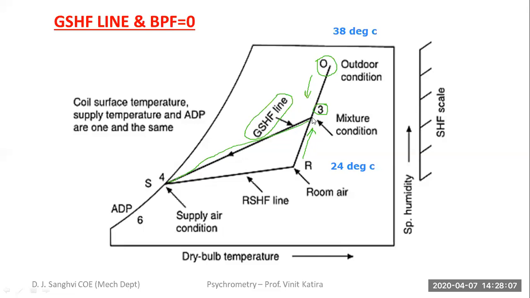Now when you draw a line starting from the mixture condition to your coil temperature, that is on your 100% relative humidity line, this line is your grand sensible heat factor line. This chart is valid if your bypass factor is 0. So please, I want you all to note down this chart.